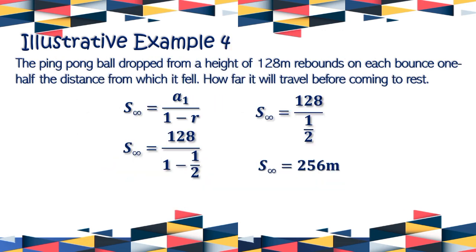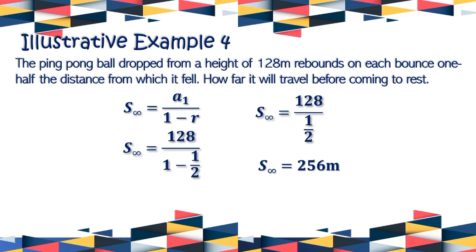For illustrative example 4, so the ping pong ball dropped from a height of 128 meters, rebounds on each bounce 1/2 the distance from which it fell. How far it will travel before coming to rest? So this is an example of getting the sum of the infinity. Kasi walang sinabing last term. Ang sabi lang is before coming to rest. So ibig sabihin hanggang sa siya ay tumigil or mag-stop na sa pagbabounce.